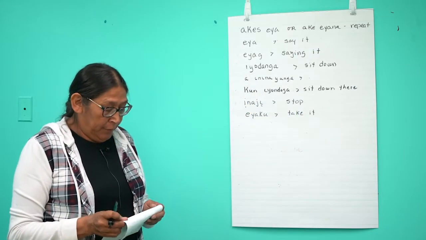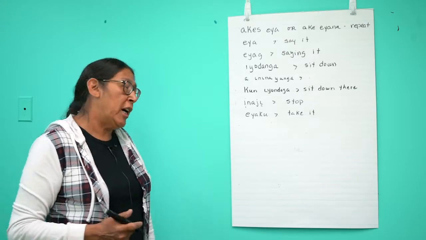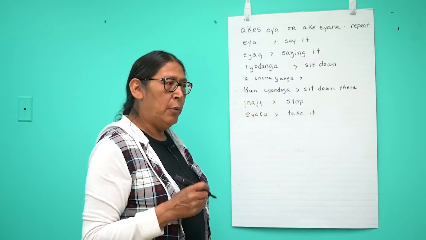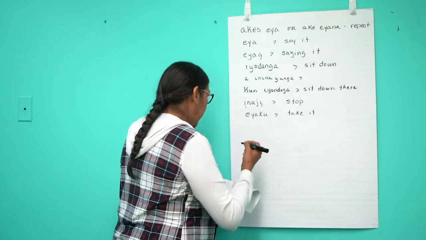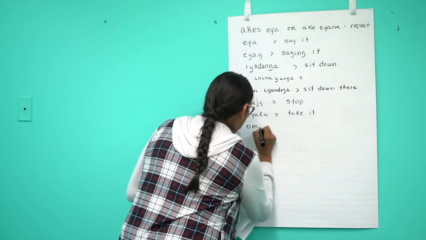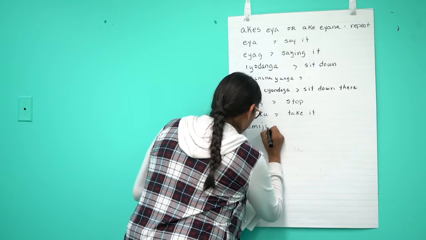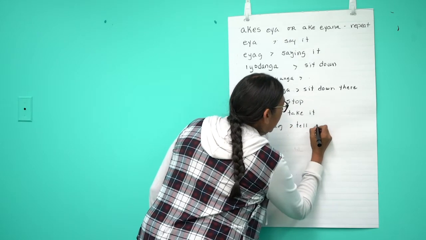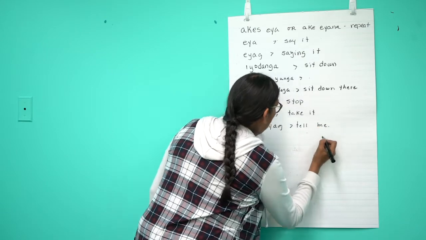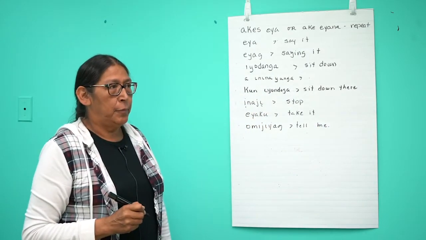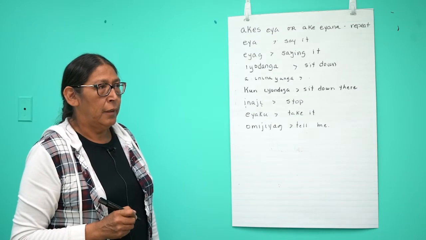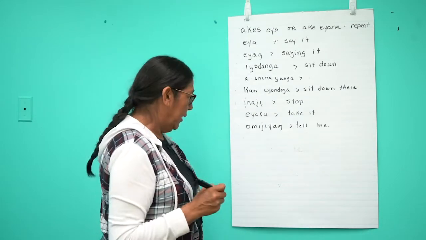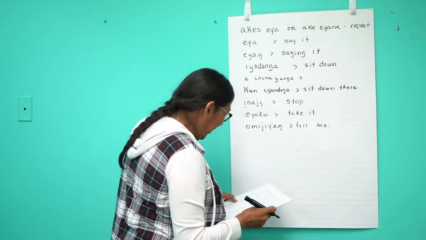And then omijiag. Omijiag. Omijiagawo. Who is that? Tell me. It's tell me. Omijiag. Tell me. Dokina. Omijiag. Where are you going? Tell me. I was trying to think of sentences.